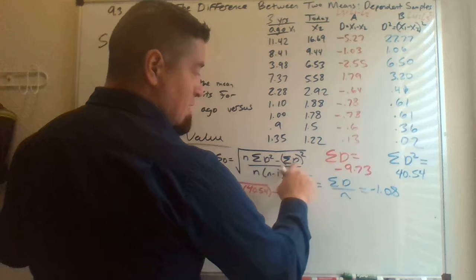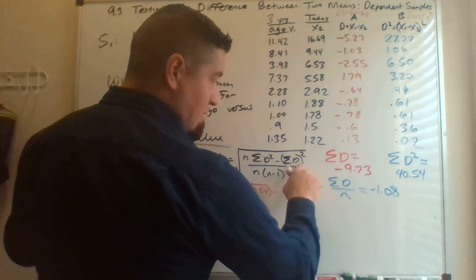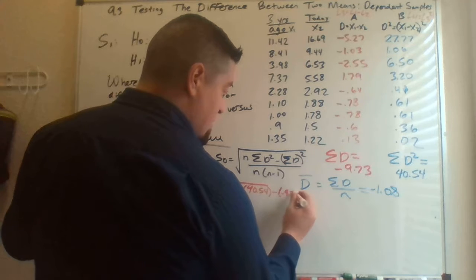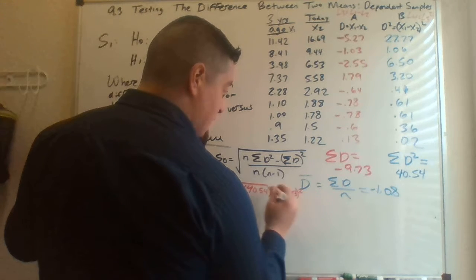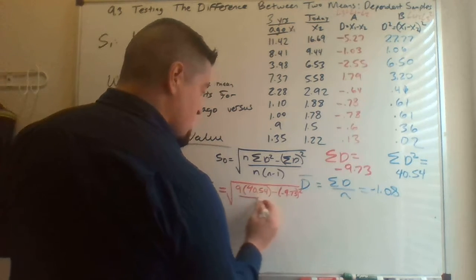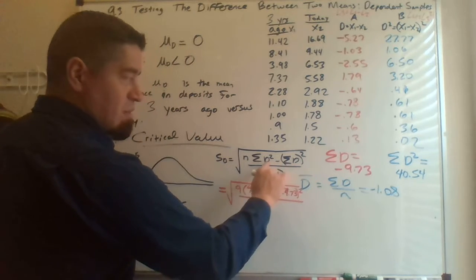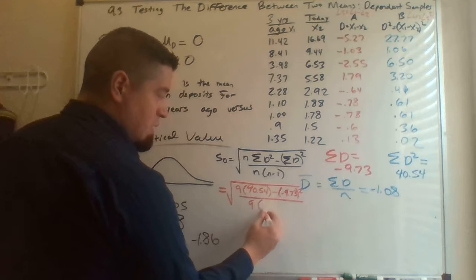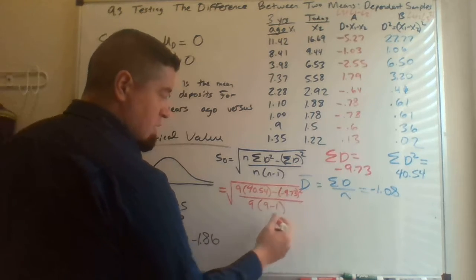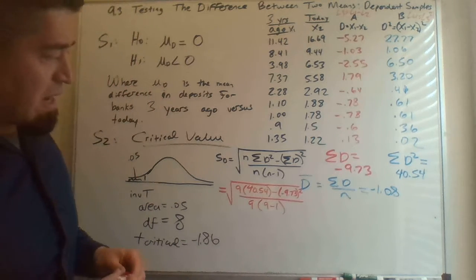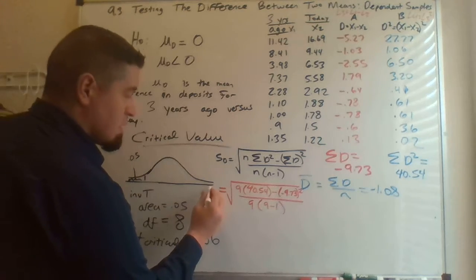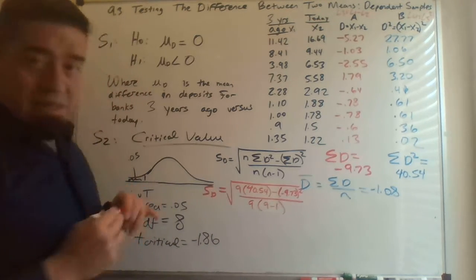So these are not the same thing. This is the sum of the differences, which is negative 9.73, and then the square of that number. Okay, so make sure you make a distinction between these two. And n is 9 times n is 9 minus 1. See, so not too bad. Just input that into your calculator and you found your standard deviation for your differences.